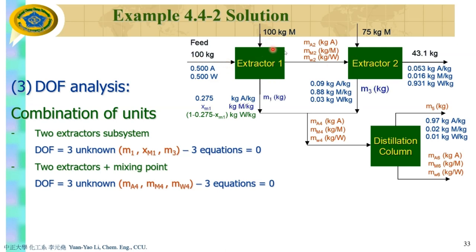So water input equal to water output, MIBK input equal to MIBK output, acetone input equal to acetone output. So you have three equations. So this one, we can change from red color to become blue color, right? Simple, easy.